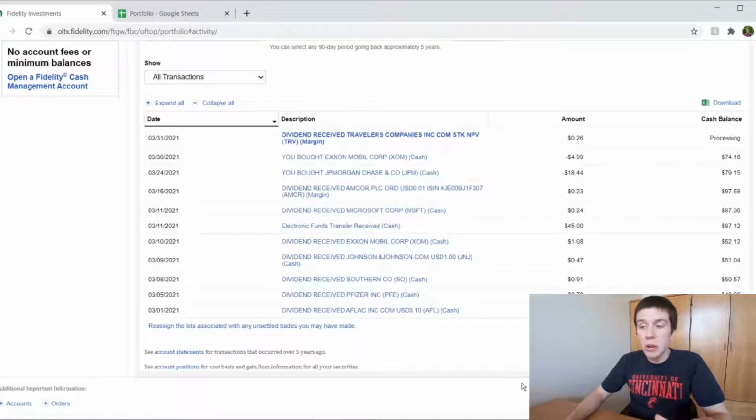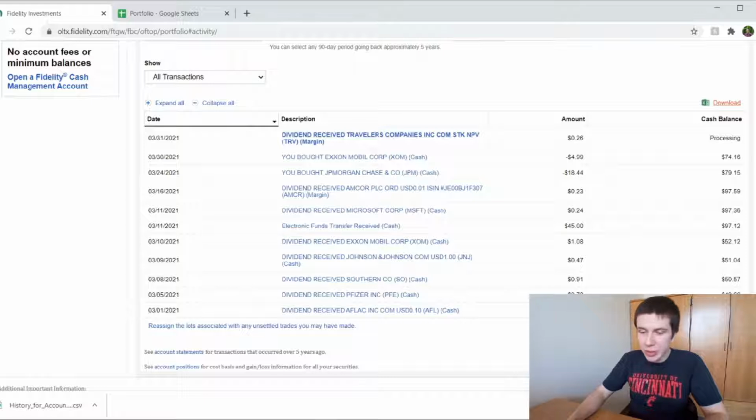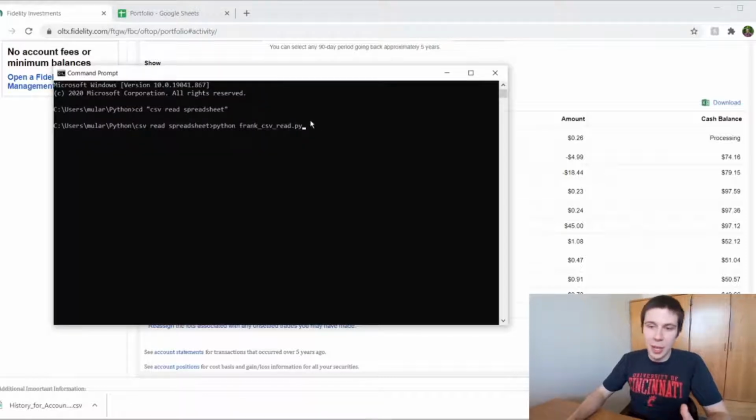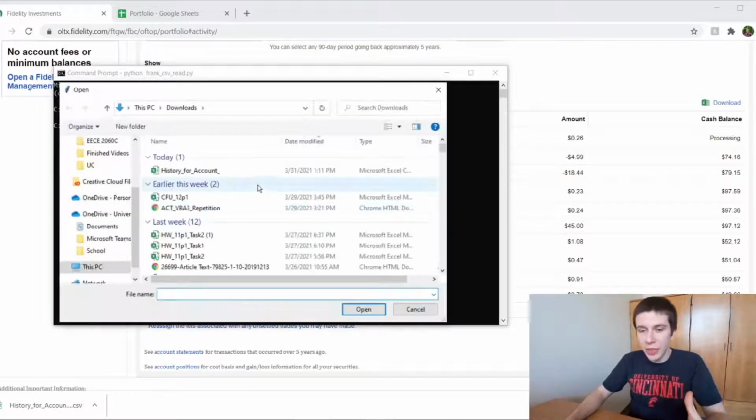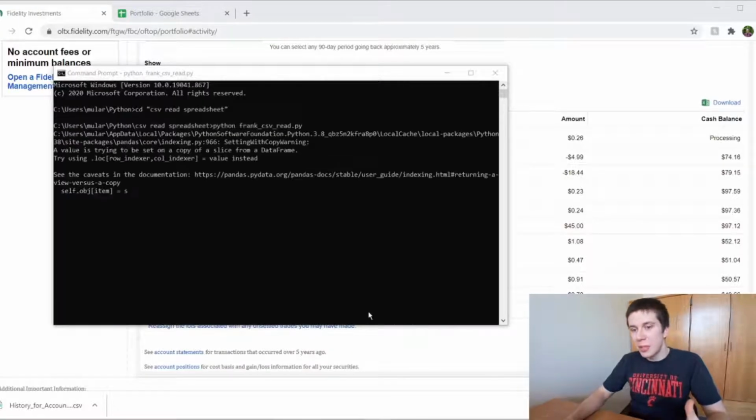So right now, as always, we're here in my Fidelity account, and we're going to download the transaction history from the recent transactions over the past month. Then in my command prompt, we run this script and get a little pop-up window, where we select the file we just downloaded and open it up, and it'll run the script. It'll probably take a few minutes, and then we'll come back to it.